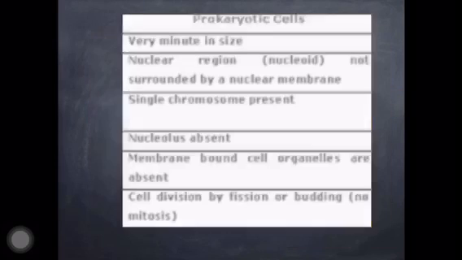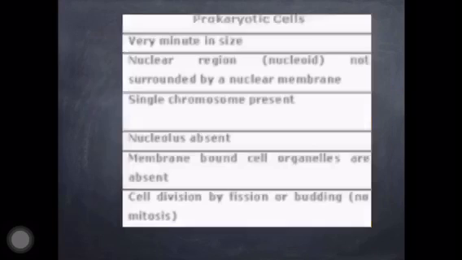Prokaryotic cell features are there. They are very minute in size. It means we can say they are very small in size. The nuclear region is not surrounded by a nuclear membrane. So if we see the nuclear region, it is not enveloped. Basically they don't have a proper nucleus. So they have what? They have nucleoid where the nucleus is not developed.